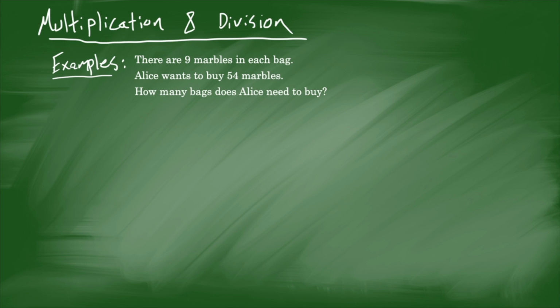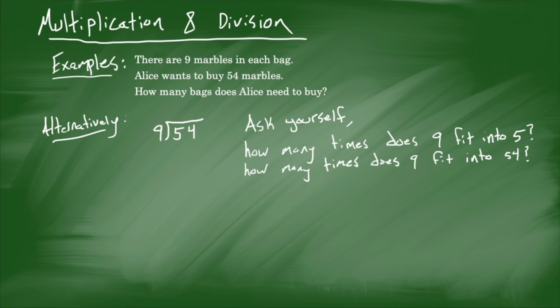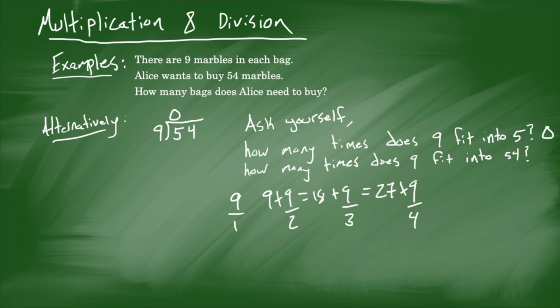Alternatively, division can be written like this. It starts by asking yourself, how many times does 9 fit into 5? In this case, the answer is 0. So we write a 0 there. Then the question becomes, how many times does 9 fit into 54? And we'd have to go 9, that's 1. 9 plus 9, that's 2. That gets us 18. Plus 9 gets us 3. That gets us 27. Plus 9, so we're up to 4.